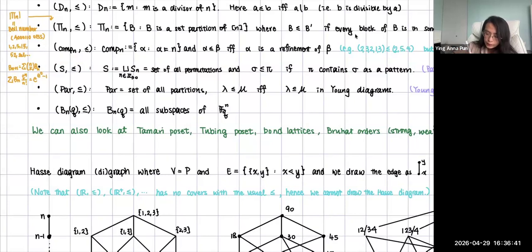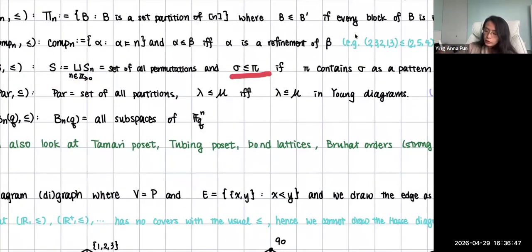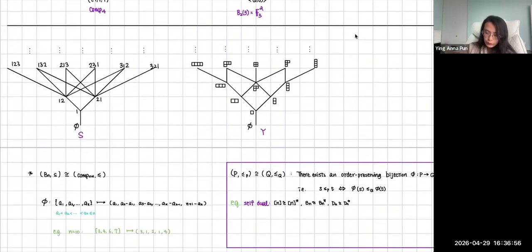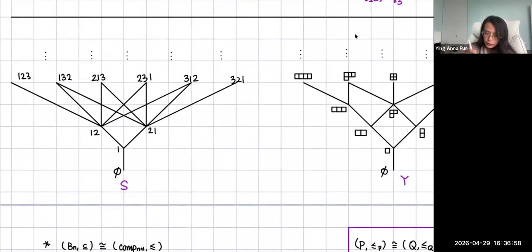What is this? S is the disjoint union of all permutations. And then we say 2 permutations are comparable, sigma is less than or equal to pi, if pi contains sigma as a pattern. So what does that mean? We drew it out last time here. So you can see that, for example, 2, 3, 1 is directly covering 1, 2.